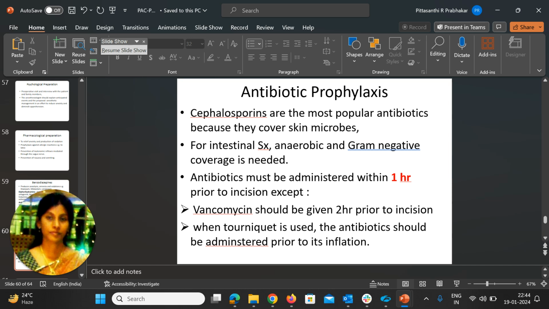Antibiotic prophylaxis. Cephalosporins are the most popular antibiotics because they cover skin microbes. For intestinal surgeries, anaerobic and gram-negative coverage is needed. Antibiotics must be administered within 1 hour prior to incision, except vancomycin, which should be given 2 hours prior to incision. When a tourniquet is used, antibiotic should be administered prior to its inflation.